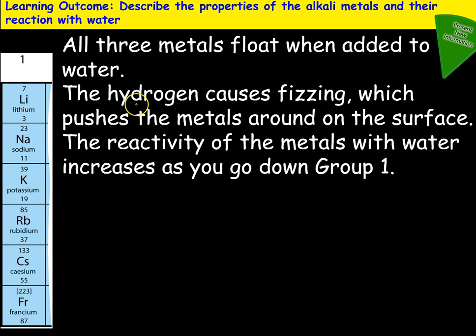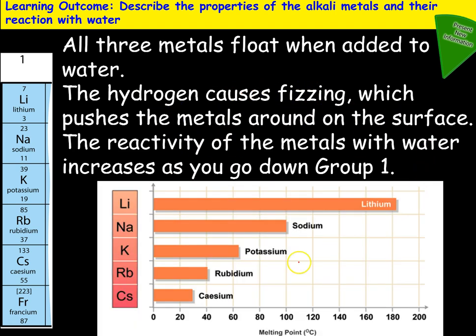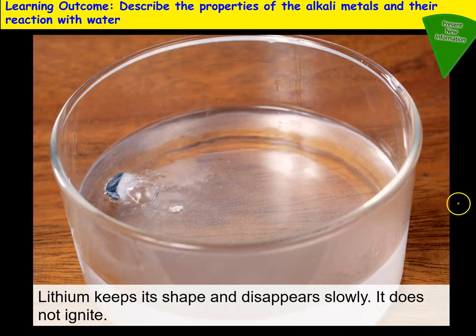They all produce hydrogen. They all fizz when they react. So in every case you produce hydrogen, and that pushes the metals around the surface of the water, and reactivity increases as you go down the group. This is a graph that shows the melting point of the metals decreasing as you go down the group.